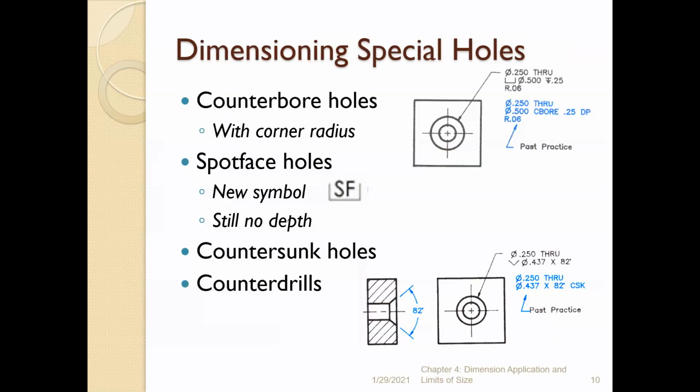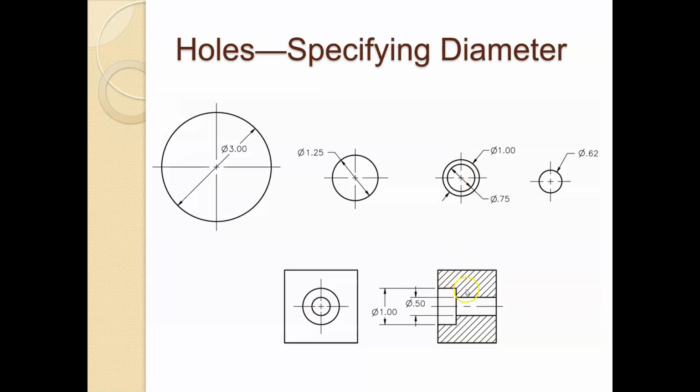Okay. So looking at some special holes, we have a counterbore hole. So here, a counterbore hole is a hole with, if we go back, this is an example of a counterbore hole where we have a larger diameter hole opening it up and then a smaller diameter hole going through. Okay.